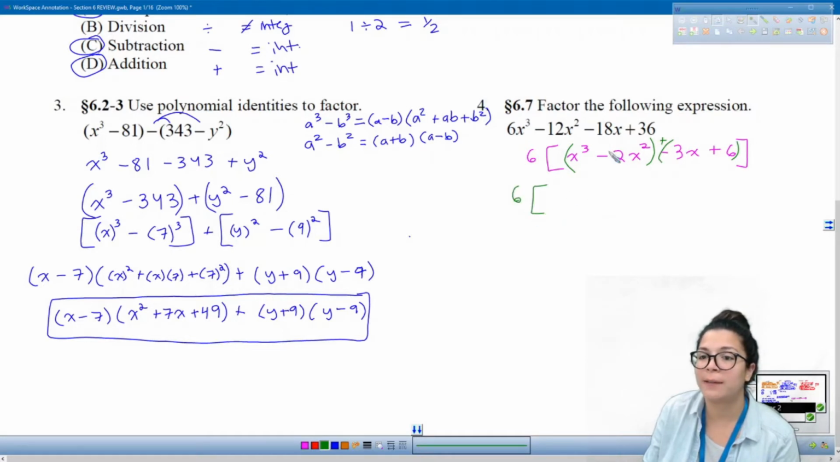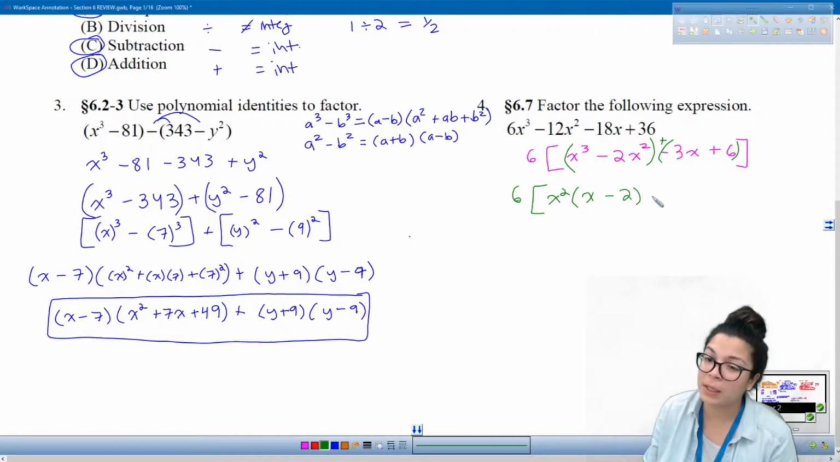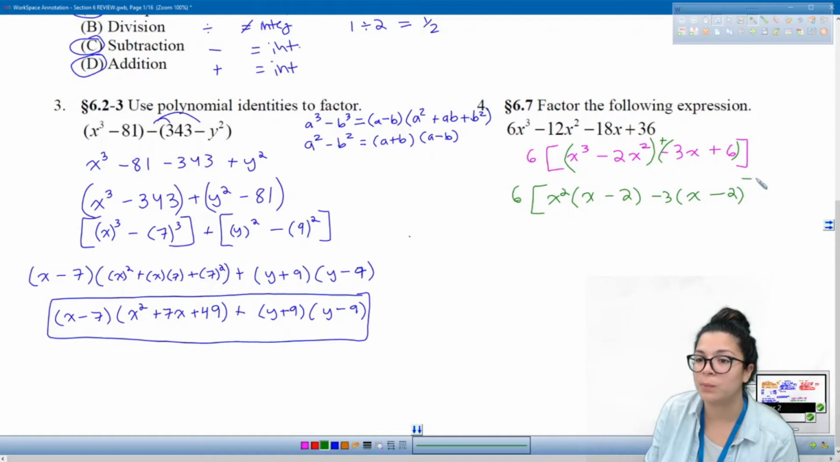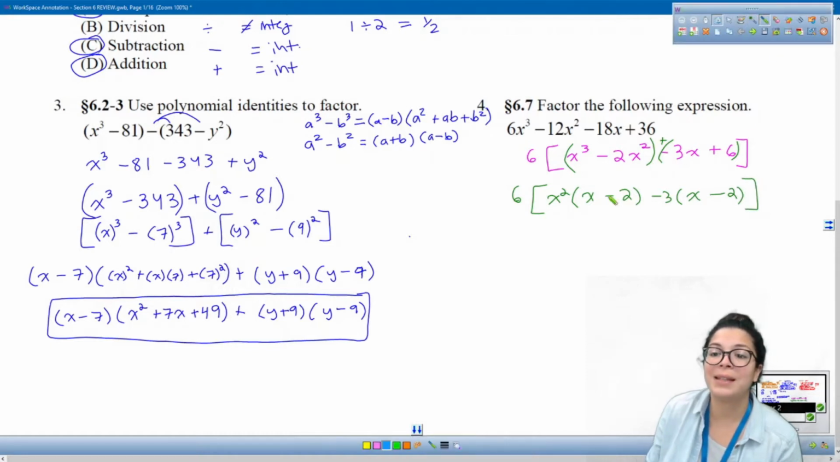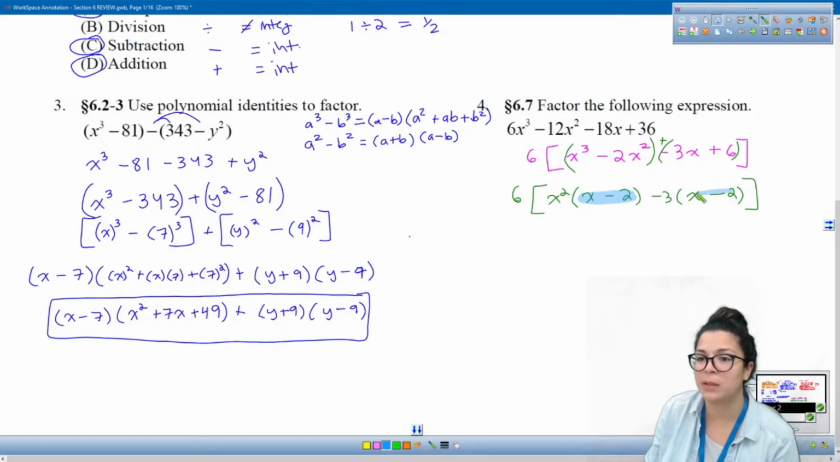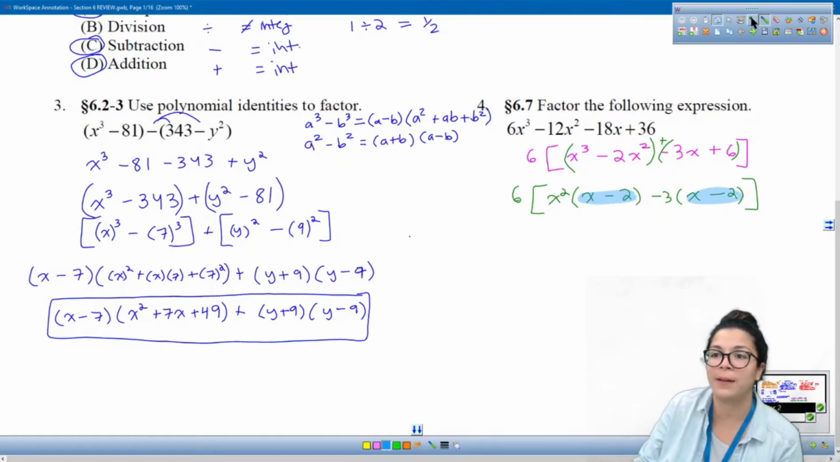So if I do that, I could factor out x squared from the first 2 terms. X cubed divided by x squared is x. Negative 2x squared divided by x squared would be negative 2. From these last 2, I could factor out a negative 3. Negative 3x divided by negative 3 is positive x. 6 divided by negative 3 is negative 2. Now when I do that, I do see that I have the same exact binomial. So grouping to factor will work on this one. So same exact binomial, which means that I could factor that out.